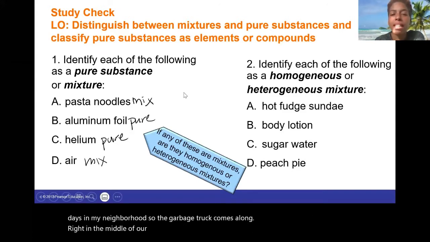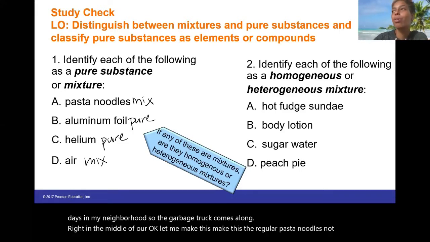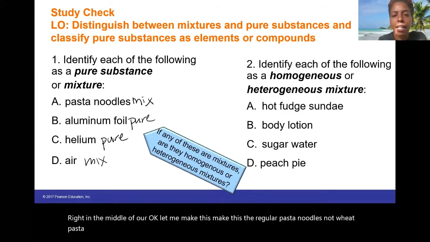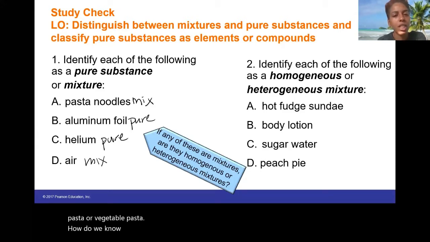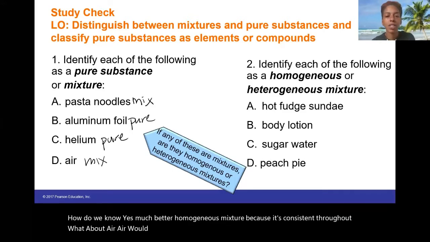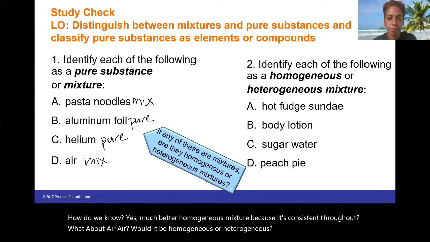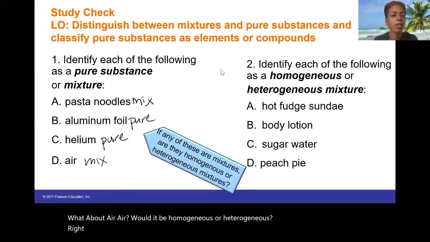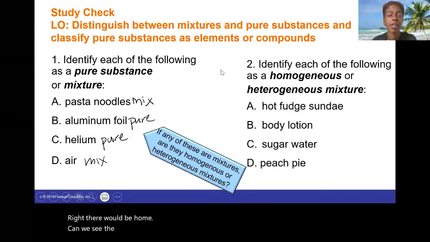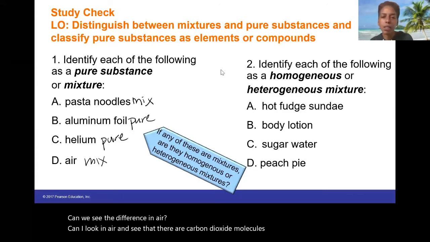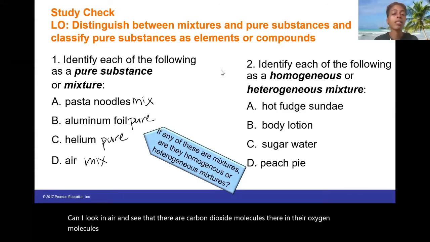Well, okay, let me make this the regular pasta noodles, not wheat pasta or vegetable pasta. How do we know? Yes, much better, homogeneous mixture, because it's consistent throughout. What about air? Air, would it be homogeneous or heterogeneous? Right, can we see the difference in air? Can I look in air and see that there are carbon dioxide molecules there and there are oxygen molecules there? No, we can't see the difference. So air is going to be a homogeneous mixture.